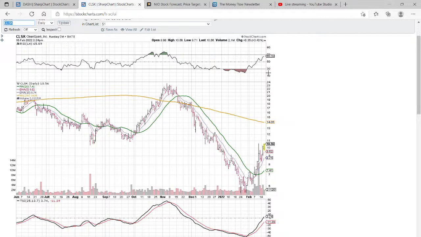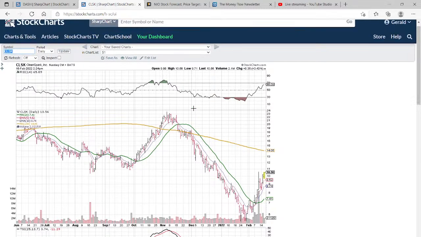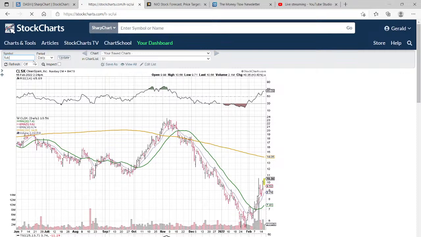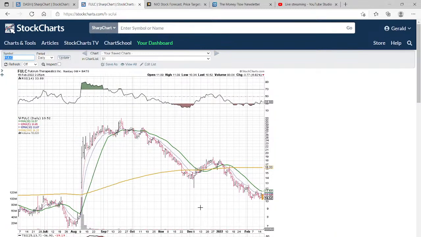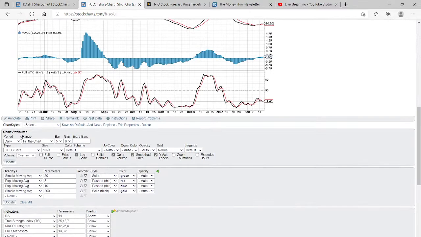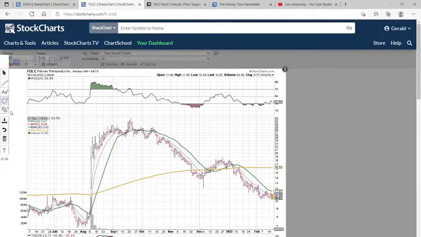Yeah, Clorox, SFGP, look at FULC. Well, if we just look back, we know it can pump. Look at that. Wow. That was your buy signal right there. Remember what I said, the lowest low? If you can catch that lowest low, that's your anchor point.